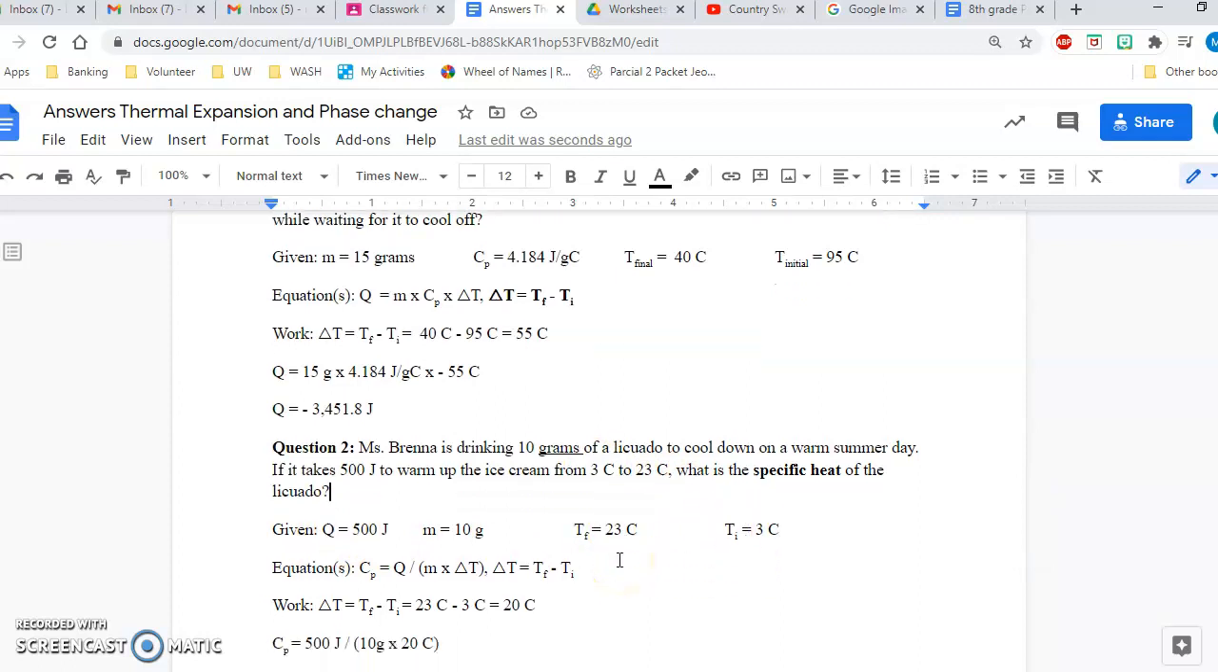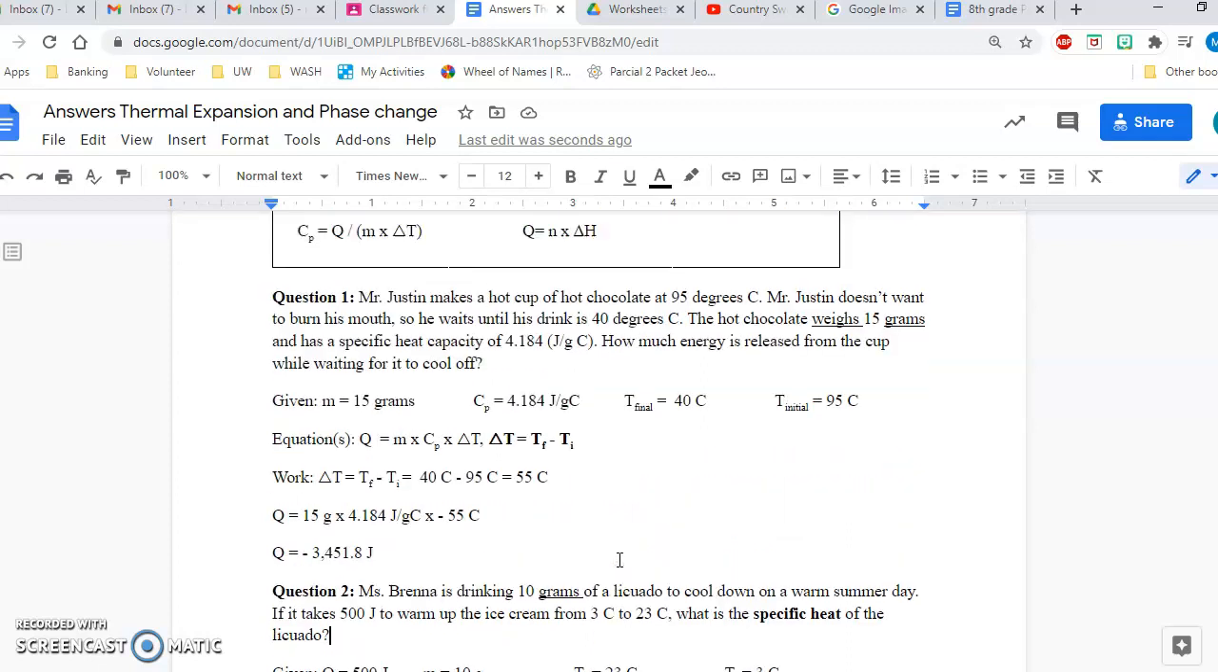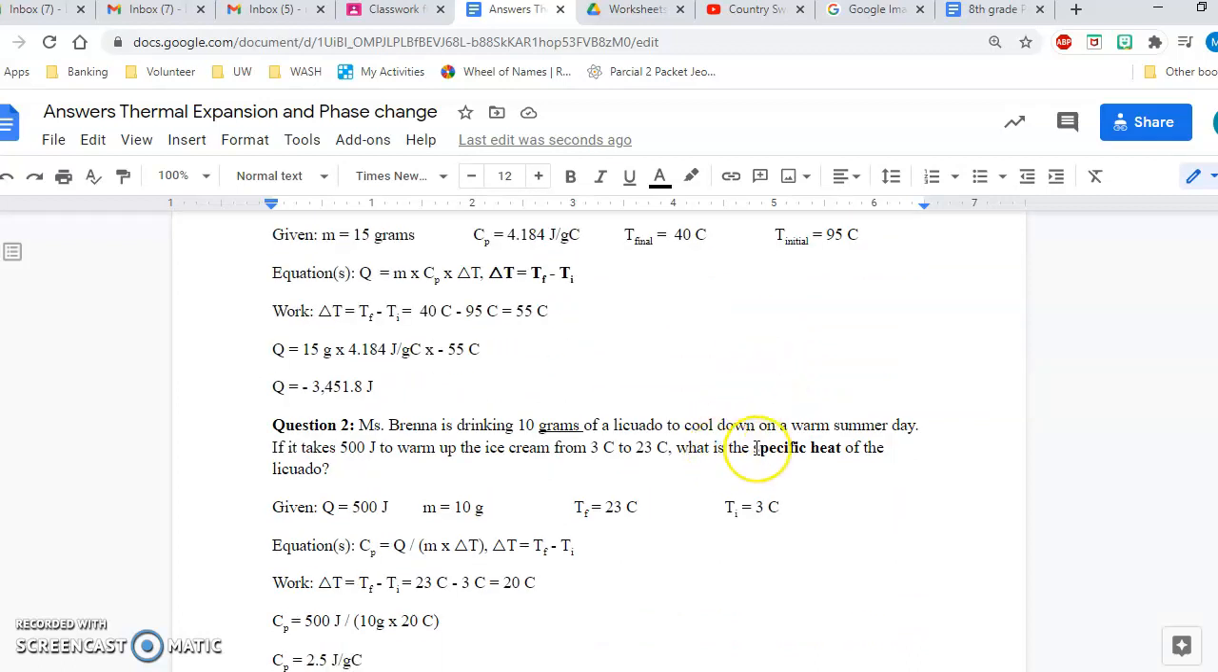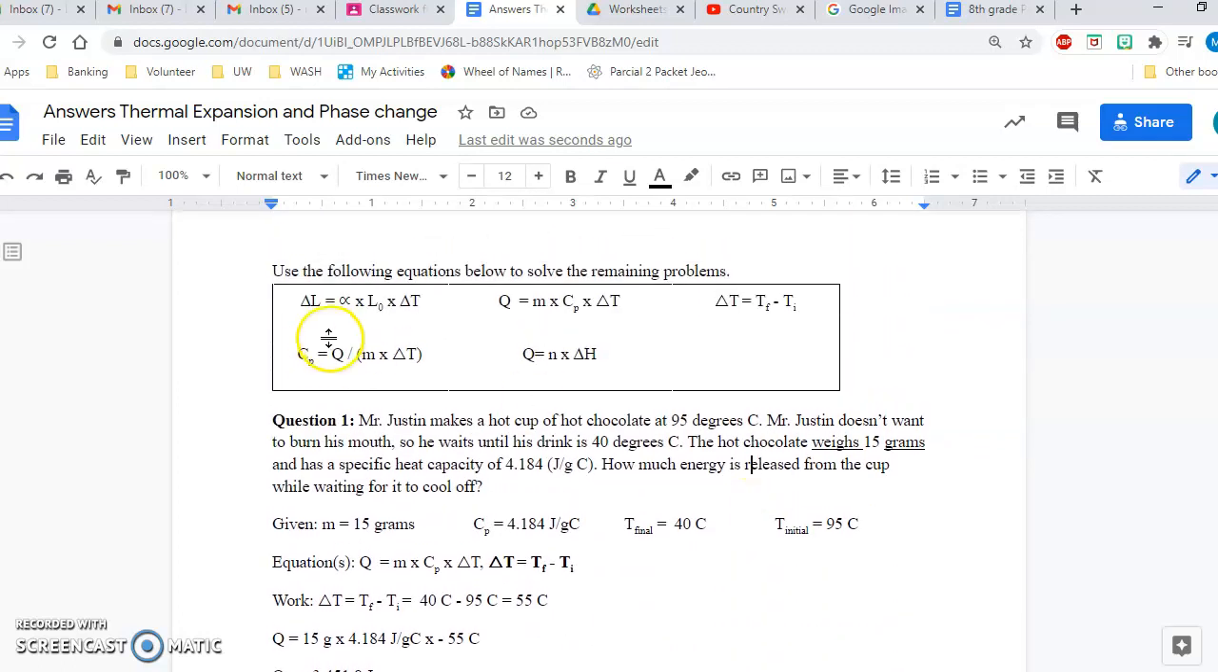And now this time we use a little bit different equation. Our first equation, we're trying to figure out how much energy is released. This one, we're trying to figure out what our specific heat is. So when we're trying to find our specific heat, we're going to use this equation. Cp is equal to Q divided by M times delta T.